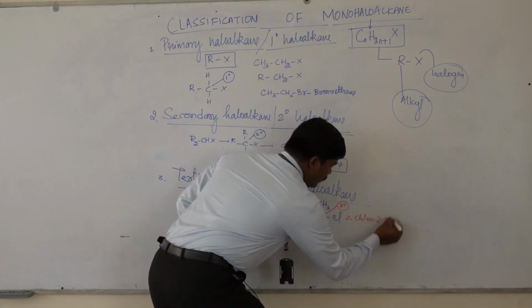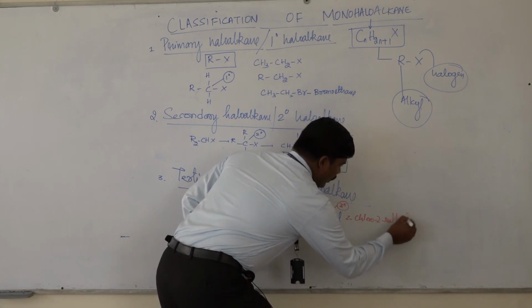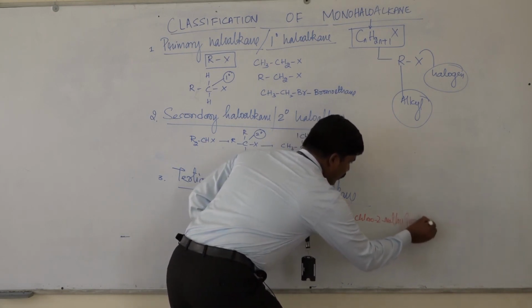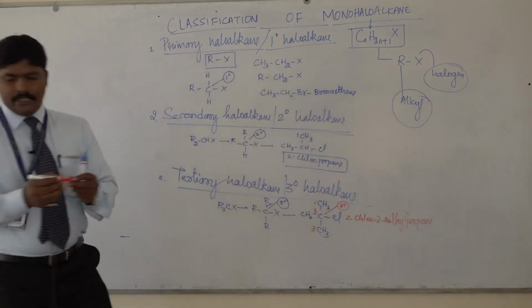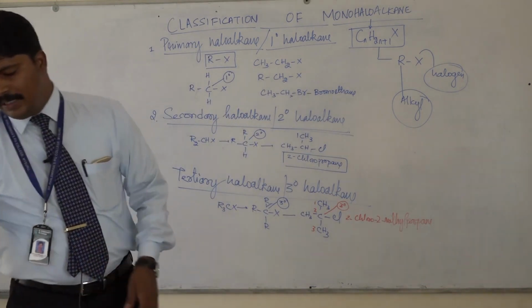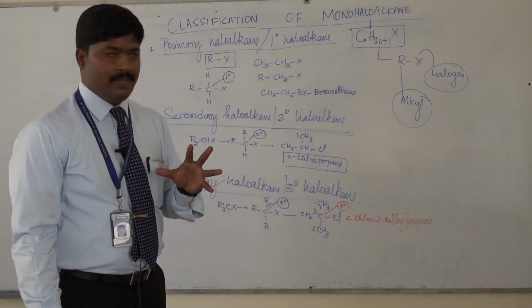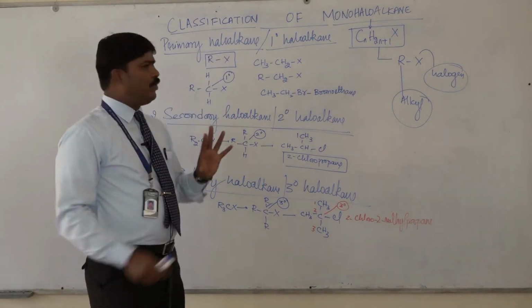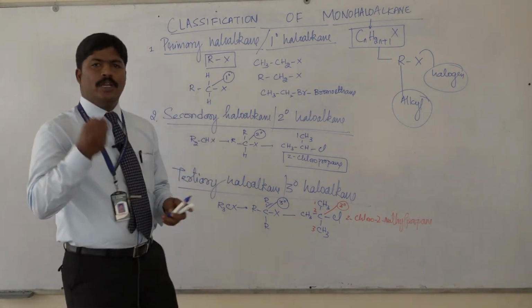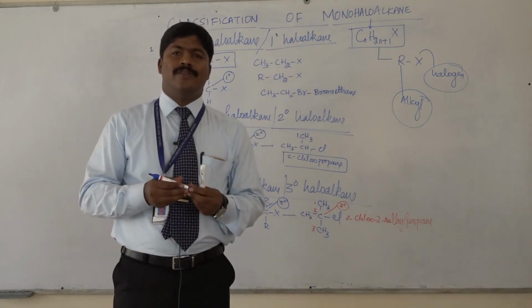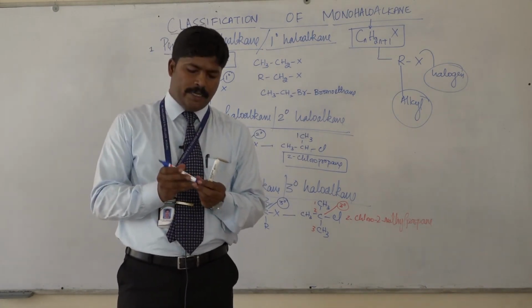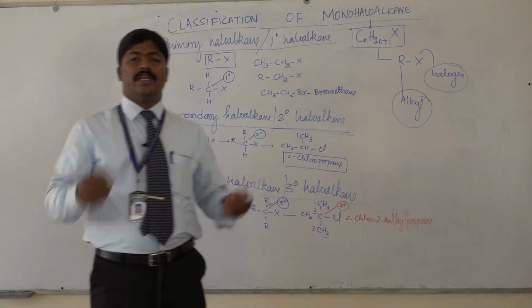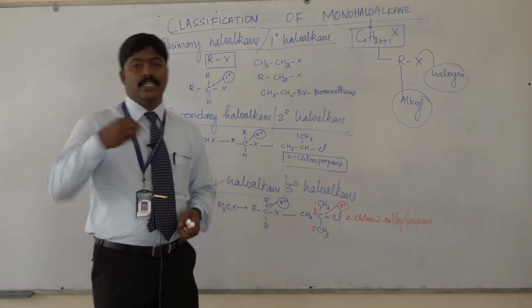2-chloro-2-methyl-propane. So in all these three examples we have come across, we are trying to learn one thing very clearly. Our focus is primarily on monohaloalkane. Of course, the whole molecule will have only one halogen, but where the halogen is bonded is very important, whether it's a primary carbon atom, a secondary carbon atom, or a tertiary carbon atom.